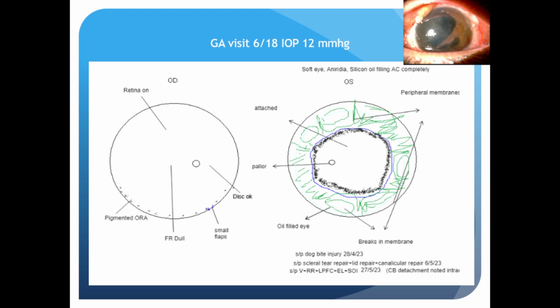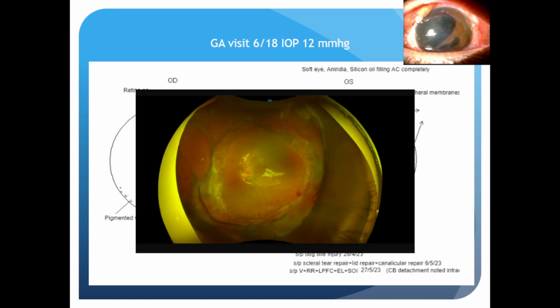So this was the fundus picture of the patient. The retina was well attached. Old laser marks can be seen. In the periphery, he had a lot of membranes, which can be seen here. This is the Optos image. We can see the retina is well attached, and the laser marks are like old marks.